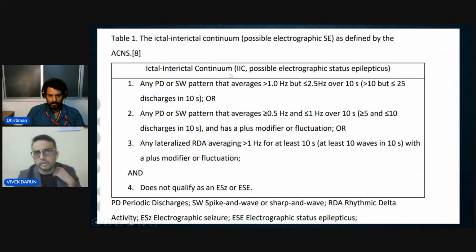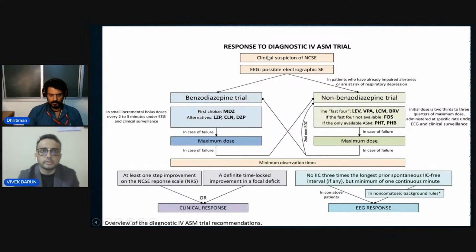What is IIC? As I just told you, the frequency is less than 2.5 hertz but more than 1 hertz, or the frequency is more than 0.5 hertz and less than 1 hertz, but has some plus modifier. So what could be the plus modifier? If these activities, such as discharges or sharp waves, have superimposed fast activity, then it is called a plus modifier. That means it has more epileptiform activity, or any lateralized rhythmic delta activity of more than 1 hertz, with a plus modifier. Plus modifier means superimposed fast activity. It becomes IIC, and for those cases you have to do the challenge test. I will tell you how to do that.